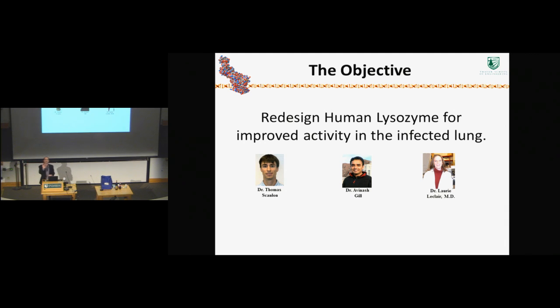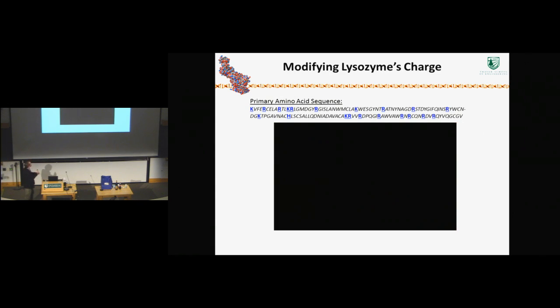The idea here is we want to engineer lysozyme to evade electrostatic-mediated aggregation and inhibition in the infected lung. How are we going to do that? What I'm showing you here, again, is the primary amino acid sequence of lysozyme. There are 130 amino acid residues, and some amino acids are positively charged. I've highlighted all of the residues in blue that are positively charged amino acids. Each of these amino acids can carry a charge of +1. In aggregate, these amino acids contribute to the net cationic character of human lysozyme.